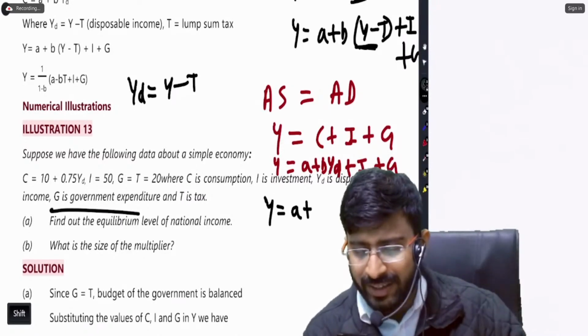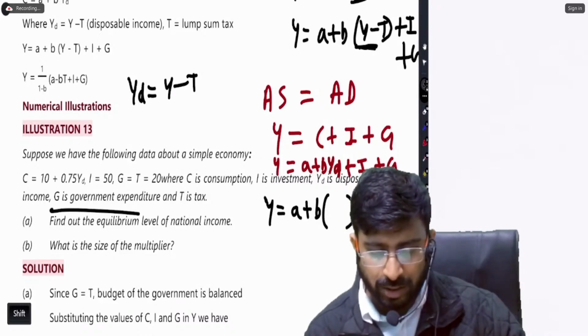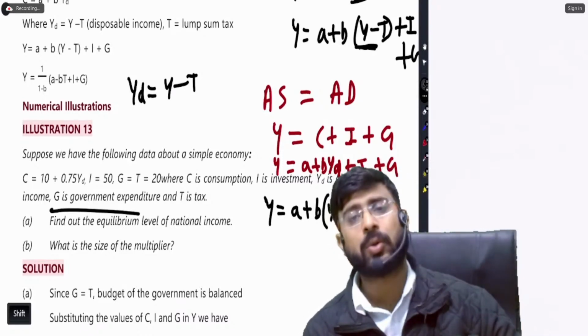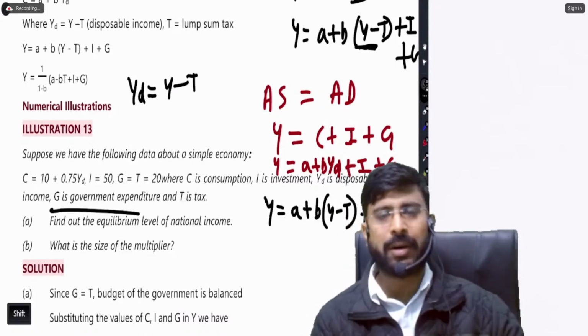Now what is YD? That is disposable income. So I put B here and Y minus T. So I'll put Y minus T here. Yes or no? And I and G remain the same. Is this clear everybody?